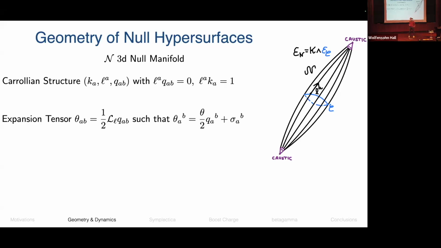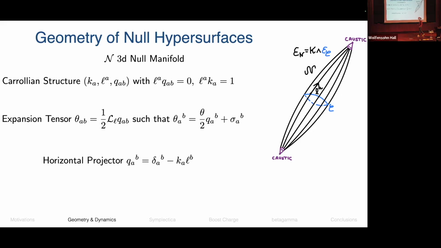The second fundamental form, also called extrinsic curvature, is actually intrinsic on null hypersurfaces, and it's just given by the Lie derivative with respect to the Carrollian vector field of the degenerate metric. Its trace will contain the expansion, and its traceless part will contain the shear, and the shear plays a very important role as it encodes the radiative degrees of freedom. We're going to see that later. And here I use q with one index up and one index down, which is just the natural horizontal projector. This projects to the space orthogonal to L and k.